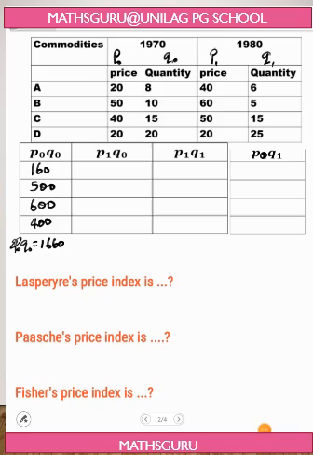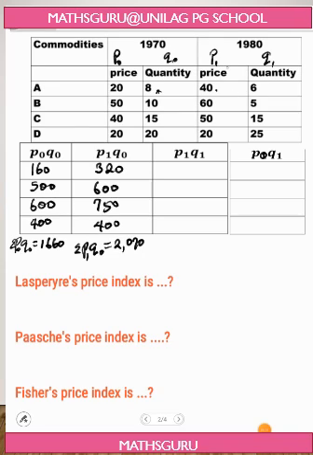Now let's find P sub 1 Q sub 0, that is the product of the current price and the base quantity. So we say 40 times 8, which will give us 320. 60 times 10 will give us 600. 50 times 15 will give us 750. And 20 times 20 will give us 400. Therefore, the summation of P1 Q sub 0 will give us 2070.